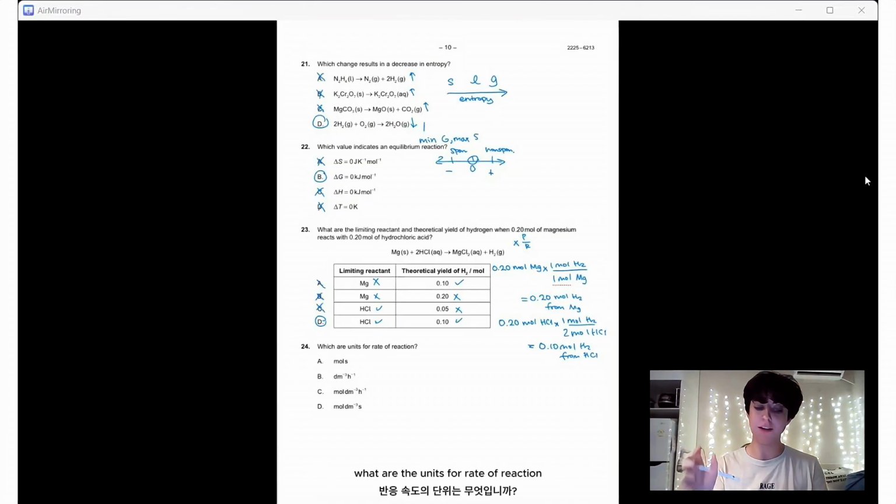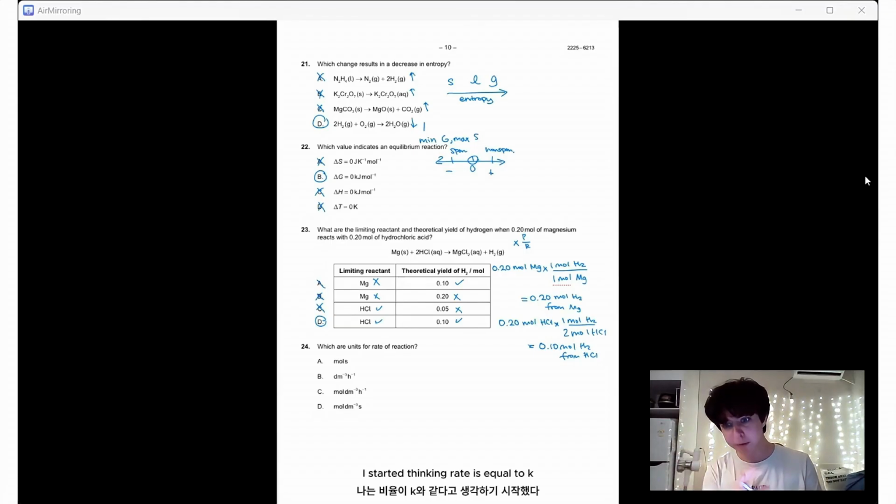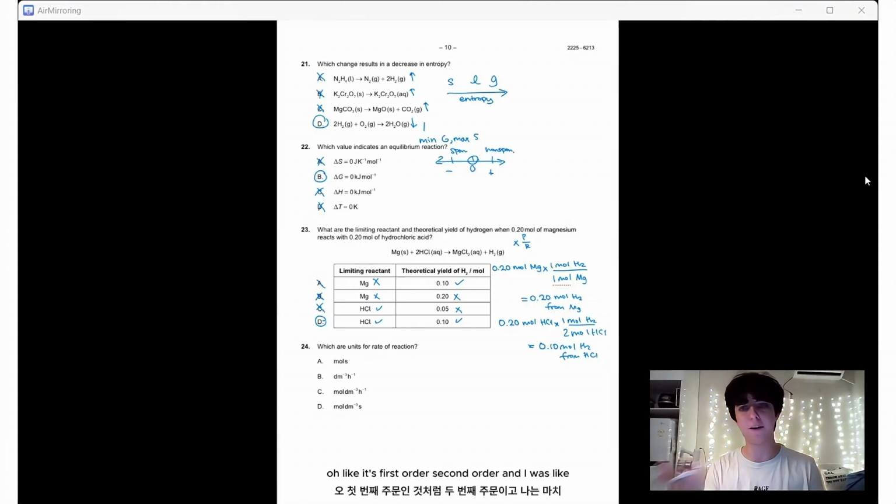So we've got, what are the units for rate of reaction? This is one where I could tell as soon as I saw it, I was like, oh, rate of reaction. At first I started thinking rate is equal to k, but about the rate law. And I was like, wait, hold up. Is it first order, second order? And I was like, wait, that's the rate constant. Units for the rate constant change based on first order, second order, whatever.